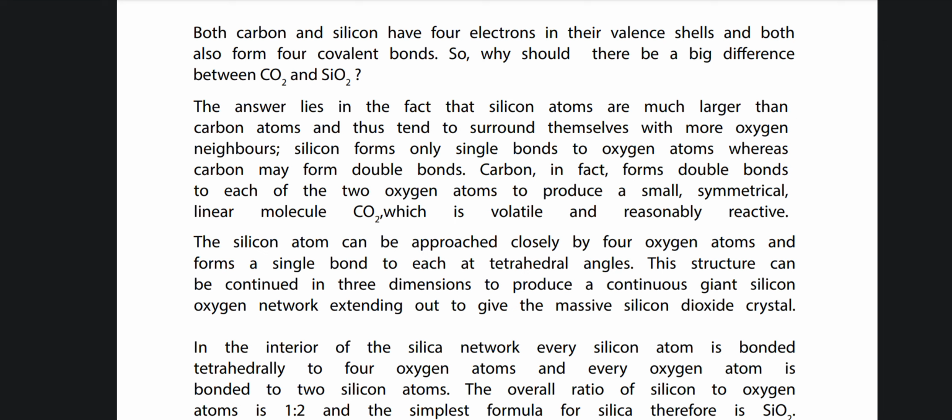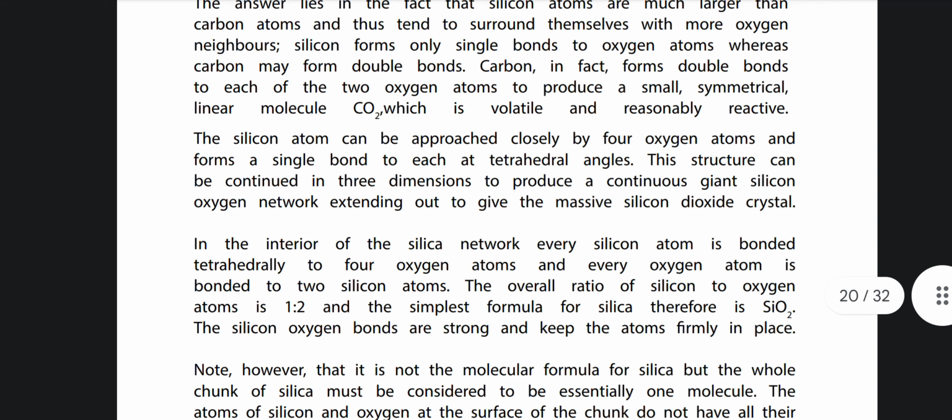Silicon forms only single bonds to oxygen atoms, whereas carbon may form double bonds. Carbon in fact forms double bonds to each of the two oxygen atoms to produce a small symmetrical linear molecule, carbon dioxide. It is volatile and reasonably reactive.